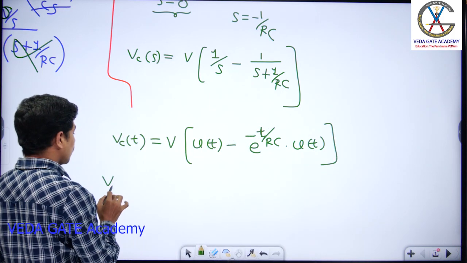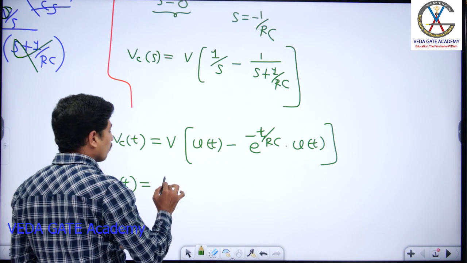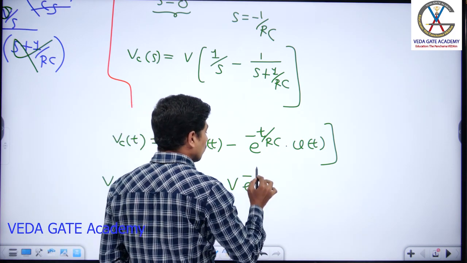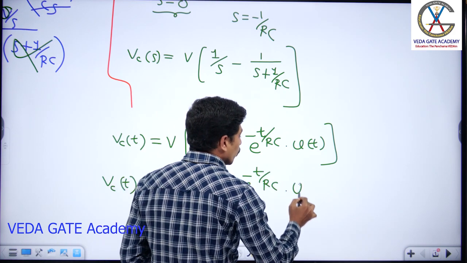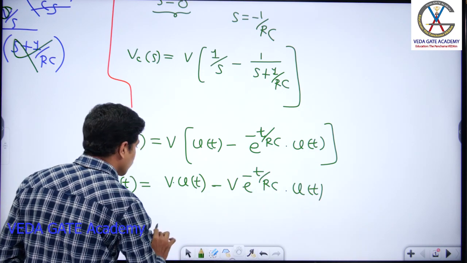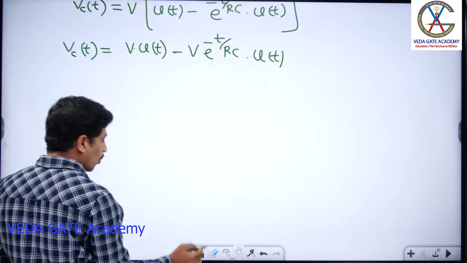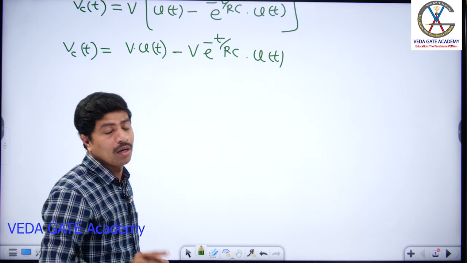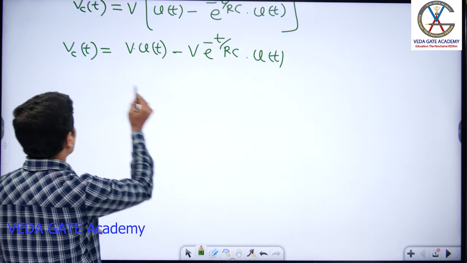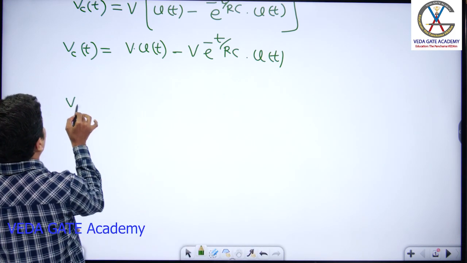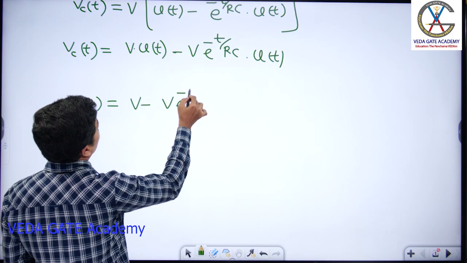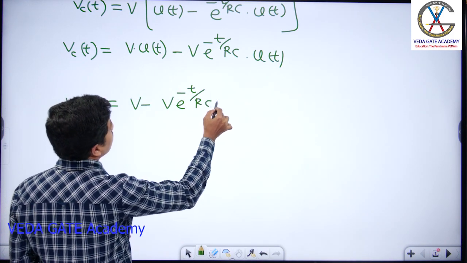Now, Vc of t is equal to V into u of t minus V into e power minus t by RC into u of t. Yes, observe this expression completely. Now, what is the value of u of t? u of t value is 1 for after t is equal to 0. After t is equal to 0, u of t is equal to 1. Then let's write Vc of t is equal to V minus V into e power minus t by RC.